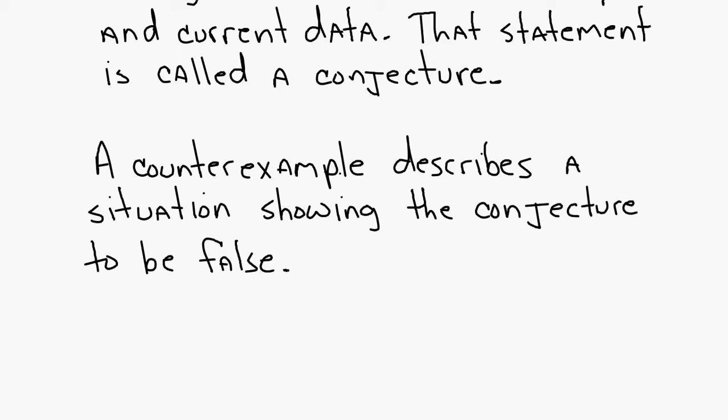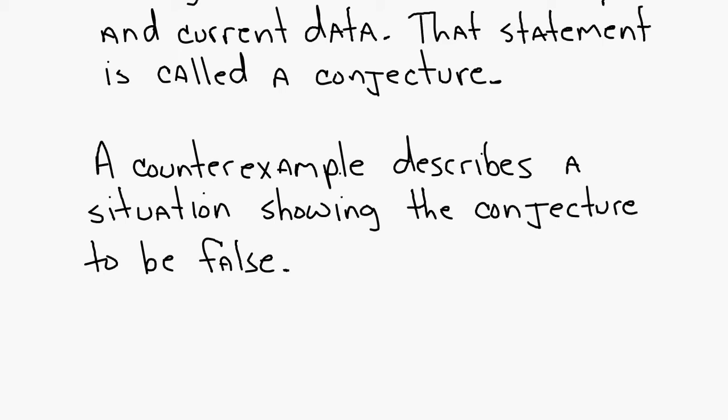Does that make sense? So you look at some data, you think about some data, current data, past data, and you make a statement based on the data. That statement that you make or write is called a conjecture. An example of your conjecture being false or not true is called a counterexample. Everybody all right with that?